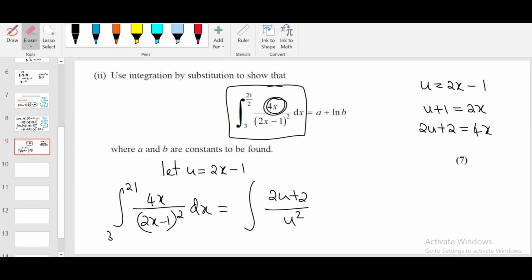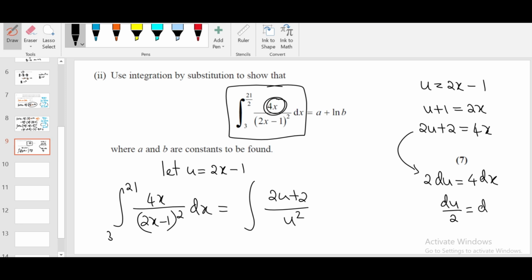Now you need to differentiate and find dx. Actually, you can just do the implicit differentiation. 2 du is equal to 4 dx. So dx is basically 2 by 4, which is du by 2. So I'm going to replace dx by du over 2.